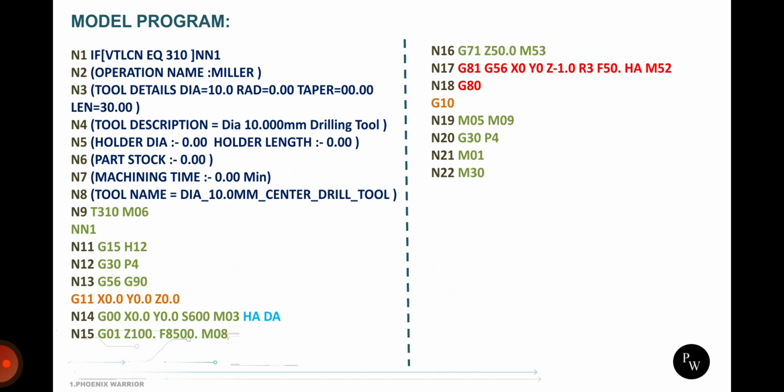After that, this is a G81, a spot drilling cycle. I will clearly explain it in the next slide. G80 is the canned cycle cancel. G10 is datum shift cancel. The remaining things are primary and secondary coolant and spindle, which get turned off. After that, the tool spindle moves to the home reference return.